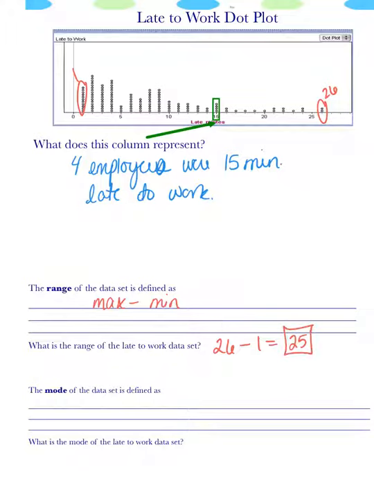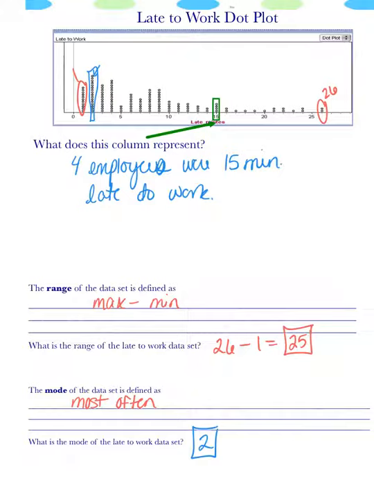And then next, the mode of the data set is the data entry that occurs most often. Mode is most often. So with a dot plot, it's really easy to see because I can just search for what is the highest bar, and that would be 2. So therefore, the mode of this data set is 2 minutes late to work.